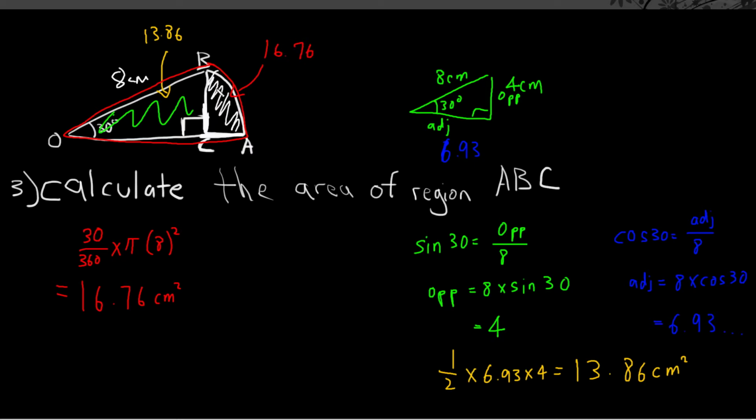16.76, to just find this white area here, area of region ABC, we would first use 16.76 and we would minus off 13.86, and that would give us the final value of region ABC. 16.76 minus 13.86, your final area would be 2.90, corrected to 3 significant figures, and this will be your final answer. Alright.